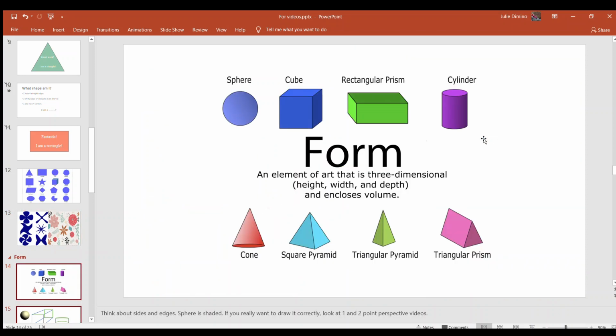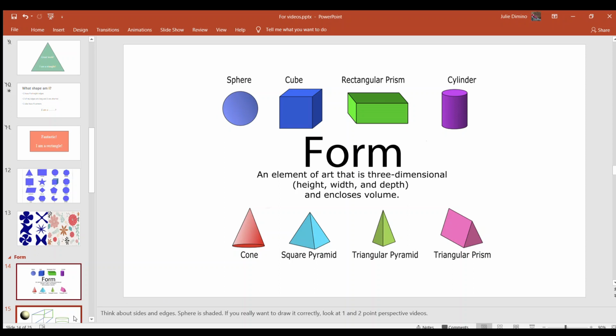Then we have forms. So forms are shapes that are three-dimensional. So remember, your sphere, you need to shade that in, because if you don't do that, it's going to look just like a circle. And then you have a cube and rectangular prism, cylinder, cone, square pyramid, triangular prism, triangular pyramid. But there are all different shapes that are geometrical forms out there, and they have to have height, width, and depth. And basically, it's the way you find your volume. So if you're in math class and you want to learn about volume, it's length times width times height. So height, width, and depth help you find that.